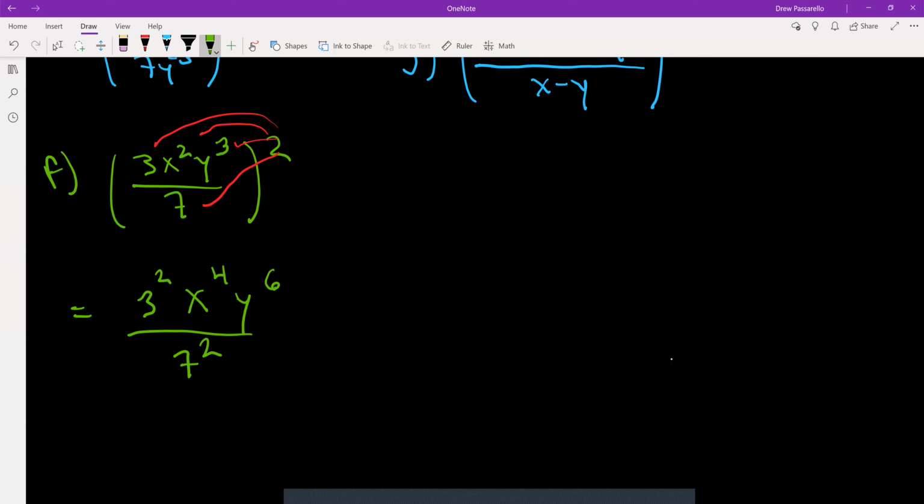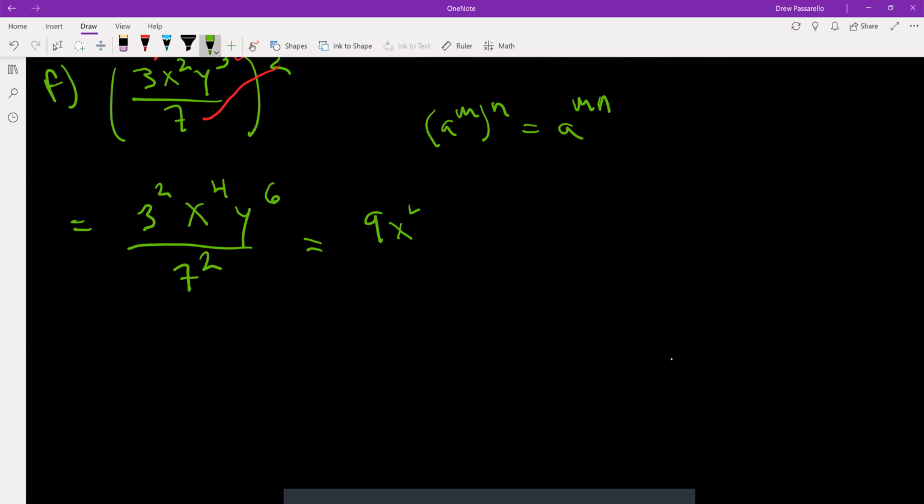All right, so that's a rule. If I have a to the m, and that whole quantity is raised to another exponent n, you multiply: a to the m times n. But the numbers like 3 and 7, you just distribute the exponent to be attached to it. So you have 3 to the 2nd power, which people will just write as 9. So it's going to be 9, and then x to the 4, y to the 6, and then 7 squared, that's 49.